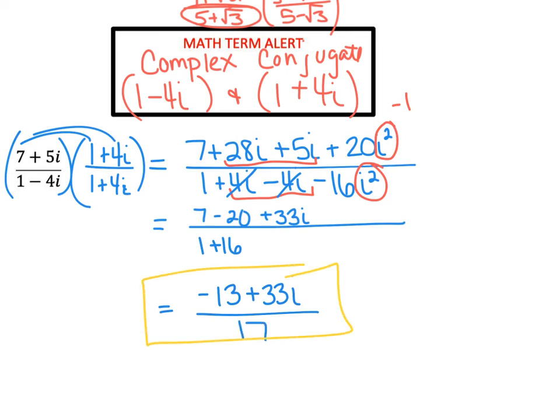Why did I have to do all that? Well, notice I have no i's down in the denominator. This is, in a sense, rationalized. We can't have i or i squared in the denominator, and actually can't have i squared anywhere in the problem.